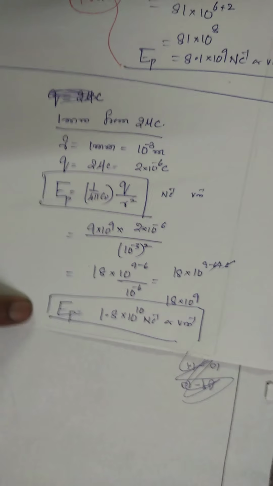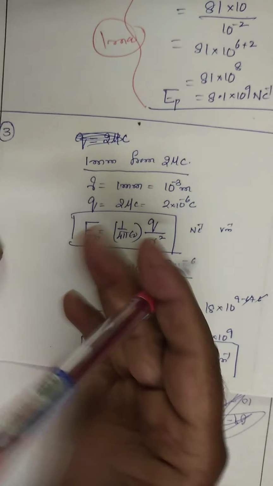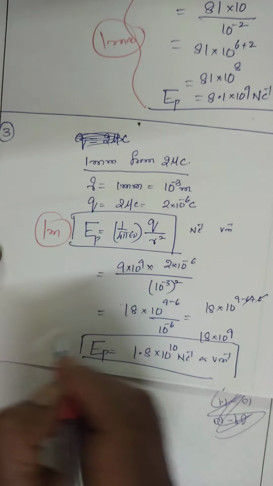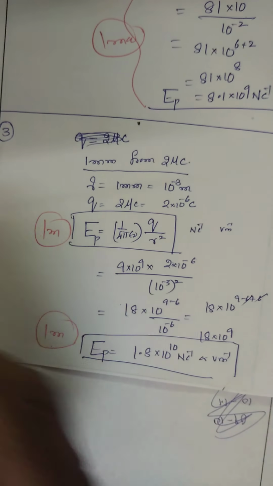Easy, no? Now, how do they allot the marks? 1 mark for writing the formula, and 1 mark for the answer. Easy, no?